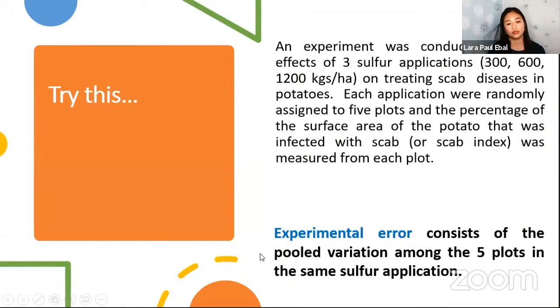Now, another example under experimental error. An experiment was conducted. It's the same potato example that I gave you. The experimental error there consists of the pooled variation, the pooled discrepancies, among the 5 plots. What are these 5 plots? Those are our experimental units in the same sulfur application, so in the same level of sulfur, say 300 or 600 or 1,200. So at least now we learned that we have this experimental error defined in this way. It's the pooled variation.